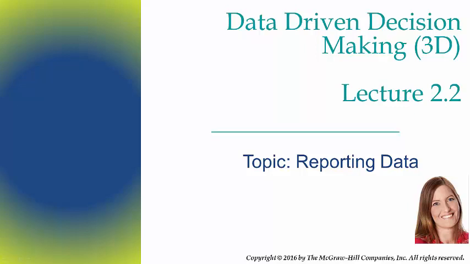It's a follow-on from lecture 2.1, but in this lecture we're looking at reporting data. So what we're going to do is look at how to accurately report summary data. When we're talking about summary data, we're talking about our descriptive data, such as the measures of central tendency, measures of dispersion, and also looking at those relationships and how to display those in terms of numbers.